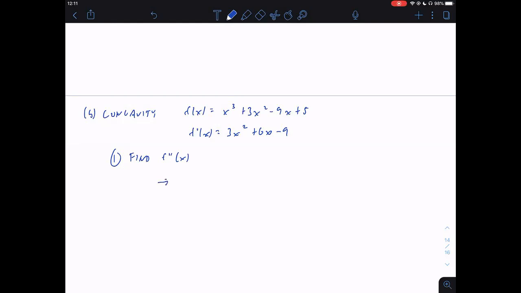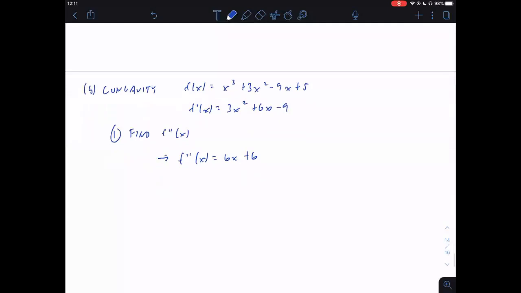Okay, so in this case, the second derivative is going to be, let's see here, derivative of 3x squared, that's just 6x. Derivative of 6x, just 6. So 6x plus 6 is our second derivative.